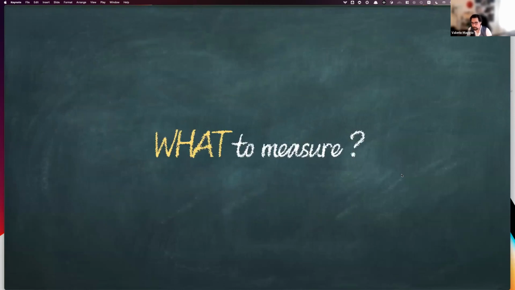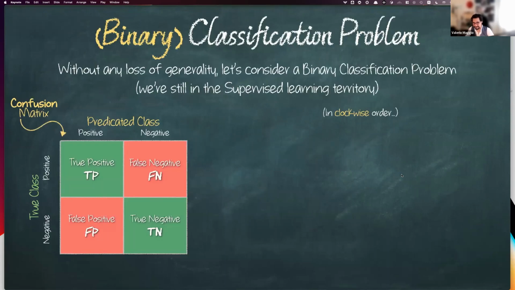So let's start with what to measure, and I want to start this with the very basics. We're going to talk about where everything starts, which is the so-called confusion matrix. And for those of you not familiar with this one, let me just introduce a little bit the basic components.